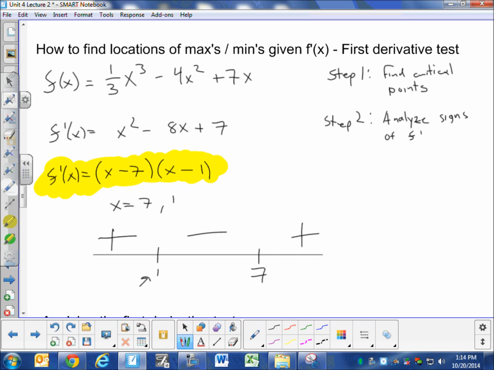Telling me that this is what? A max or a min? Look from left to right. We go from positive to negative, increasing to decreasing. This is a min. Sorry, max. Whoa. Then, from decreasing to increasing, this will be a min. Wow. Sometimes you say it so many times, you cross some wires up.